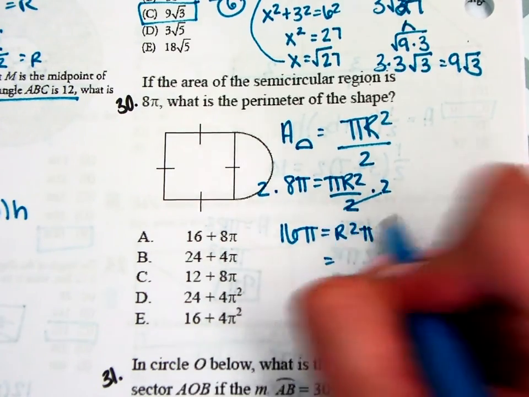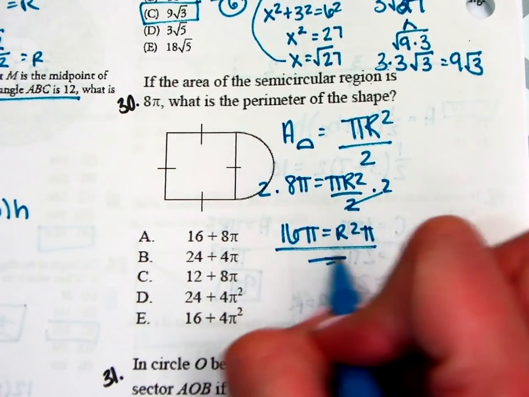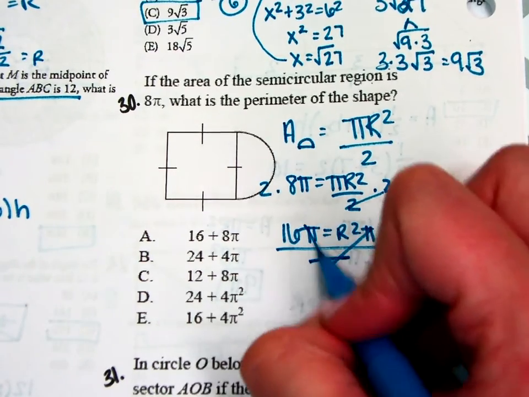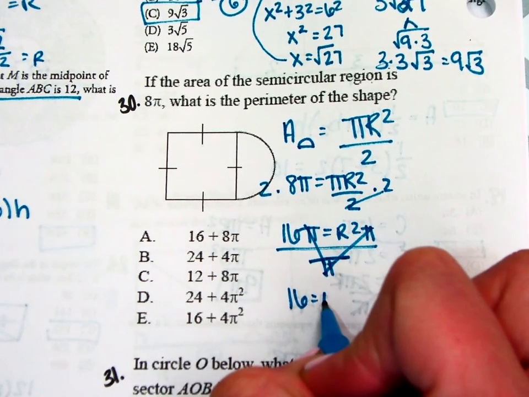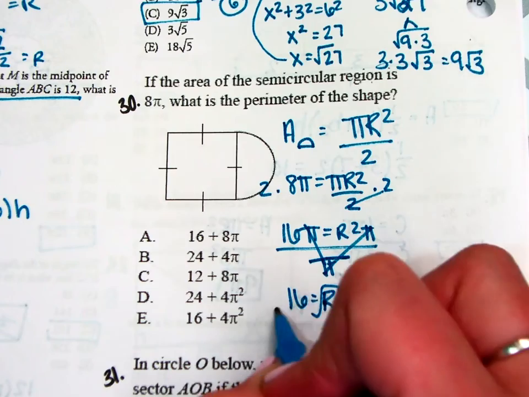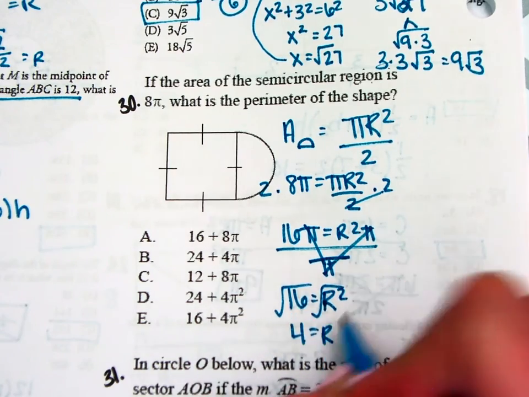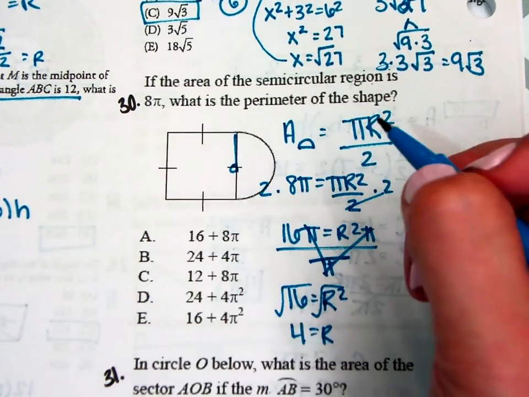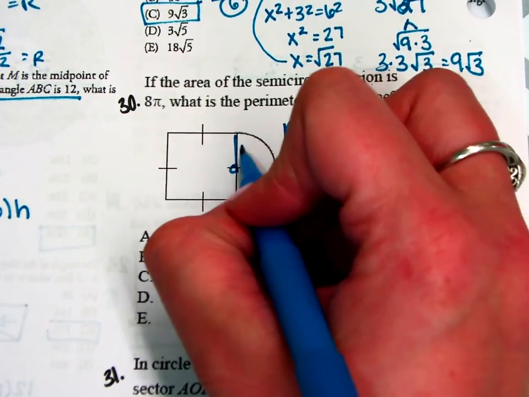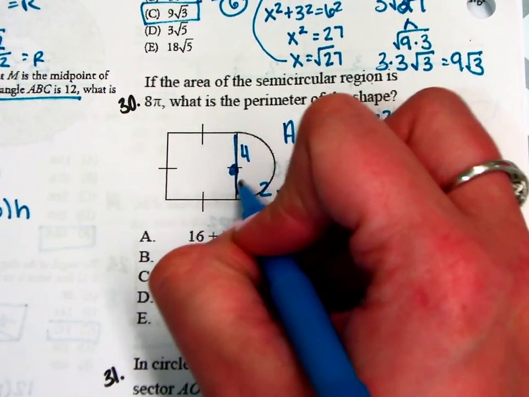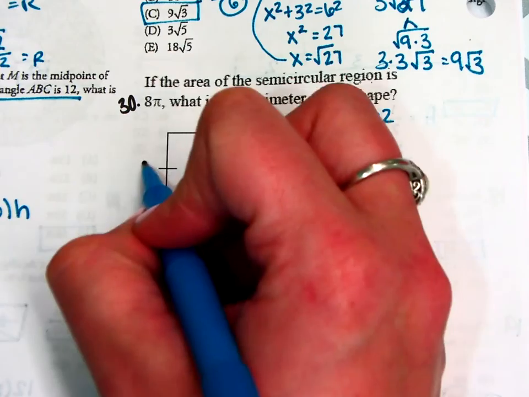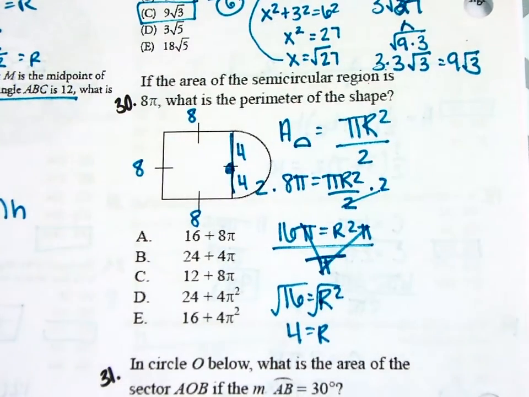I'm going to bring pi down. I'm going to divide both sides by pi, causing them to cancel. So 16 equals radius squared. Square rooting 16 gives me 4. So my radius measurement from here to here is 4, which means my distance around my square is actually 8. All the sides are 8.